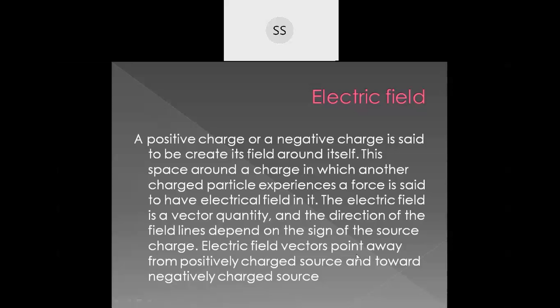Electric field vectors point away from a positively charged source and towards a negatively charged source. That is, I have talked about this: when the source charge is positive, the field is outward, and when the source charge is negative, it is inwards.